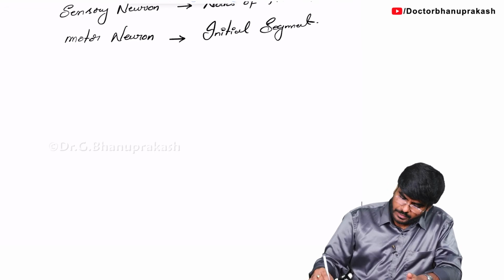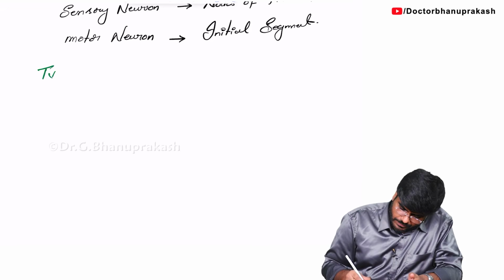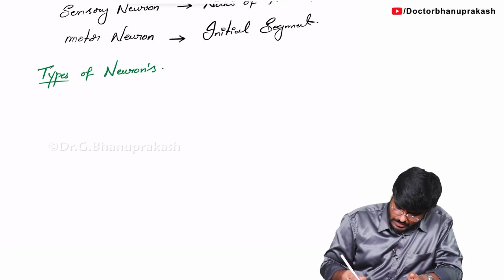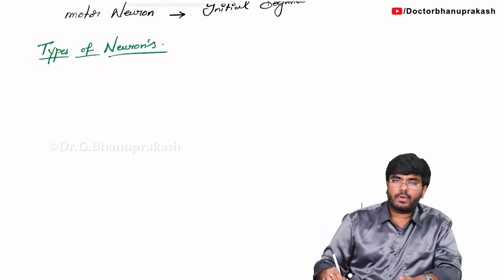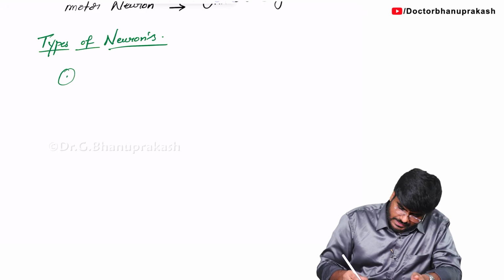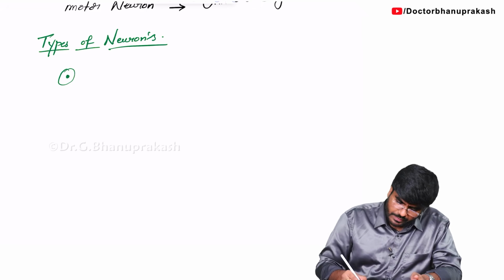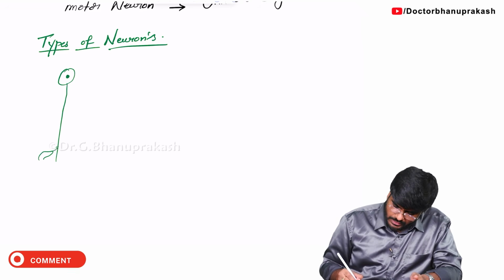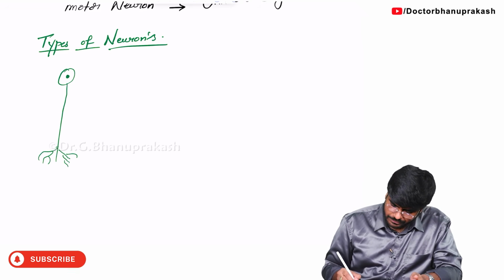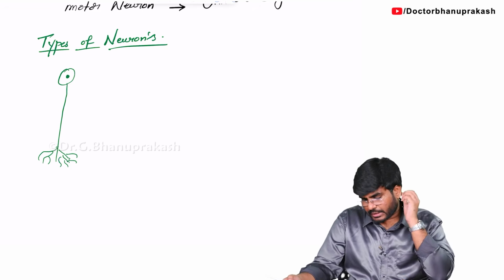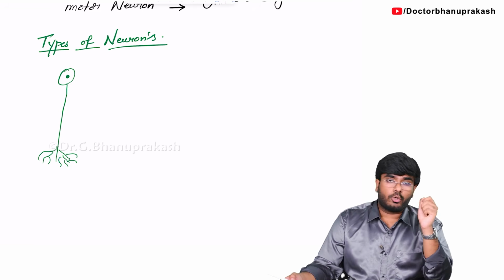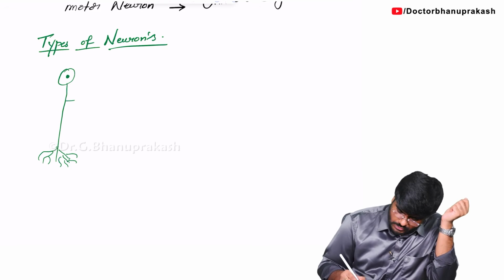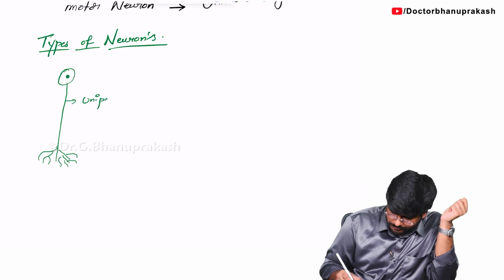Now, after this, let me also explain the types of neurons. So, how many types of neurons are there? Let me show you. Here there is a cell body. From the cell body, there is one axon coming, and from this axon, multiple nerve terminals are coming, like this. So, what is this neuron called? This neuron is called a unipolar neuron, one cell body with one axon. This is called a unipolar neuron.